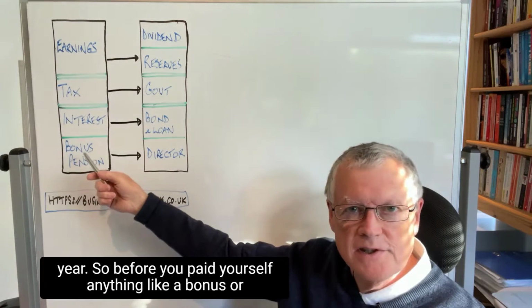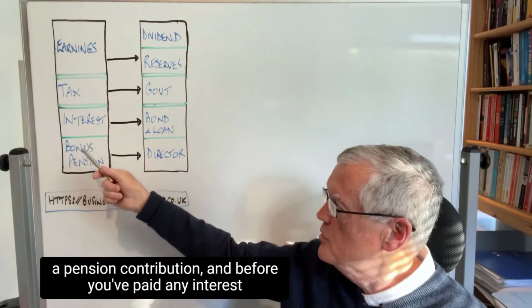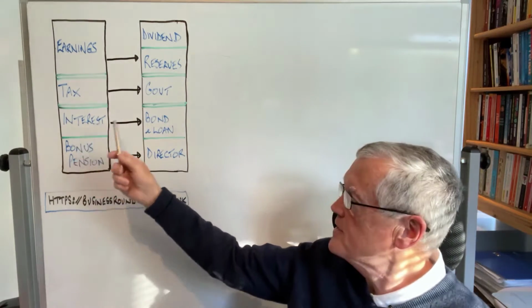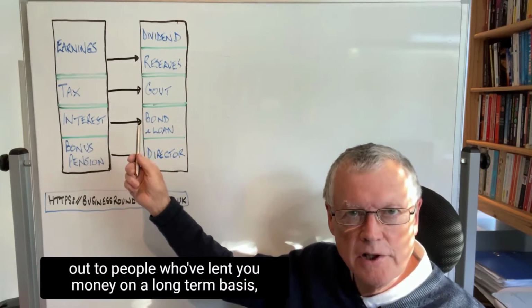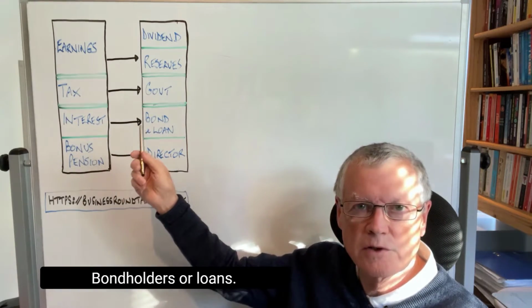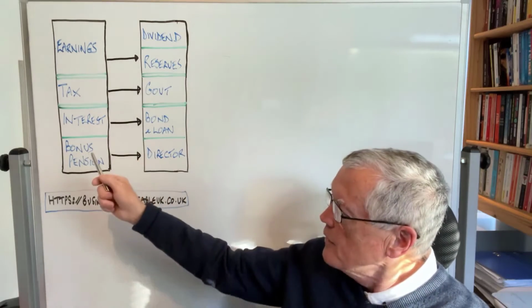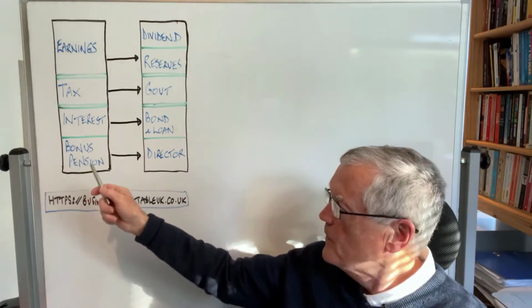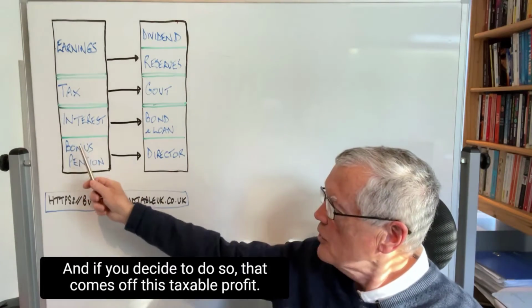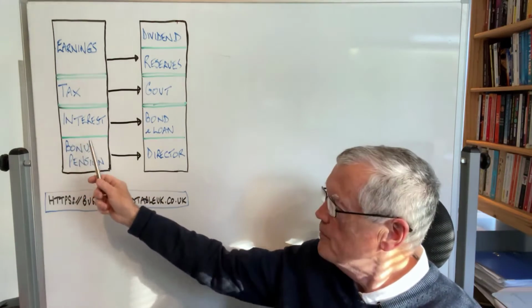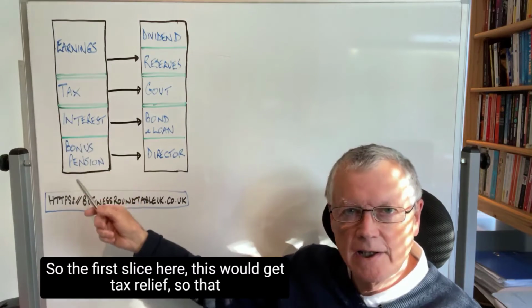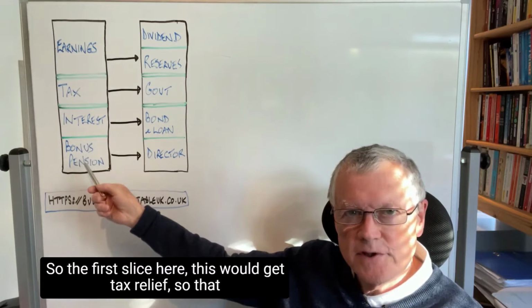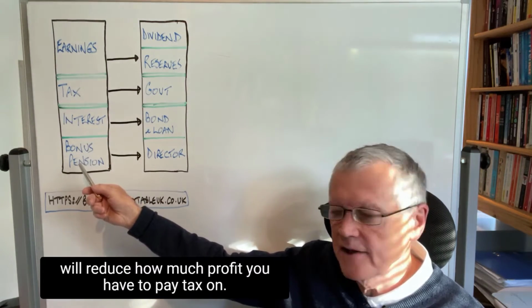So before you've paid yourself anything like a bonus or a pension contribution, and before you've paid any interest out to people who've lent you money on a long-term basis, i.e. bondholders or loans. The first thing that happens is, do you want to pay yourself a bonus or a pension contribution? And if you decide to do so, that comes off this taxable profit. So the first slice here, this would get tax relief. So that will reduce how much profit you have to pay tax on.